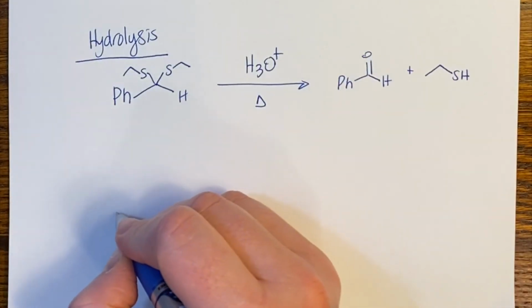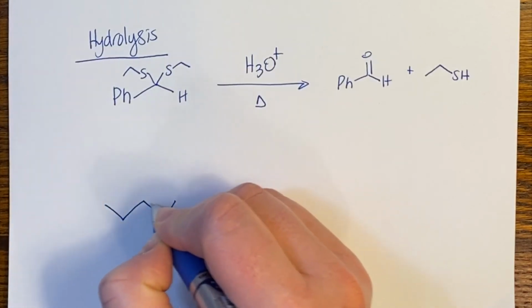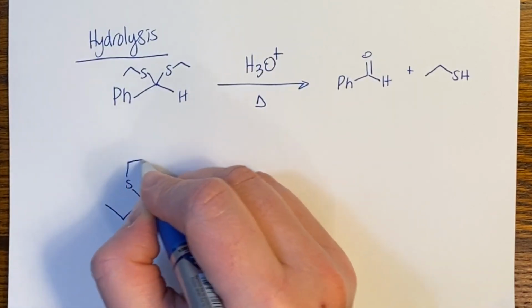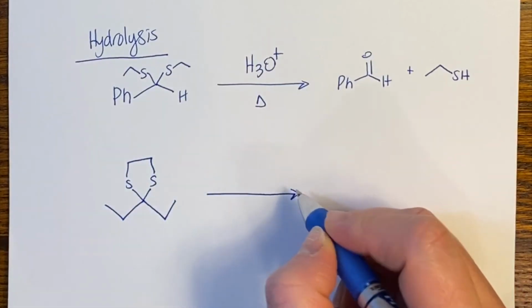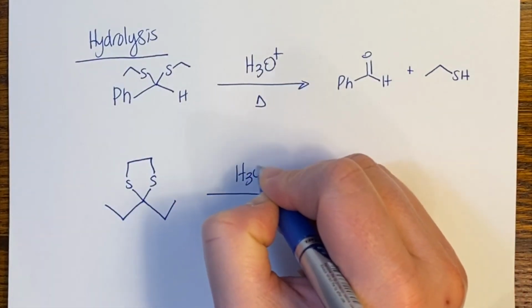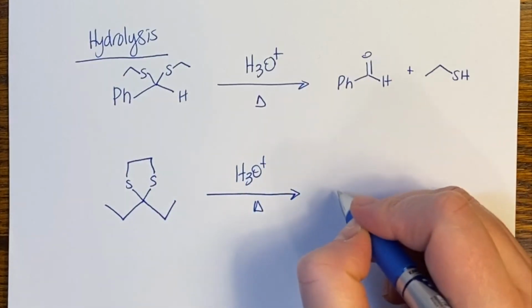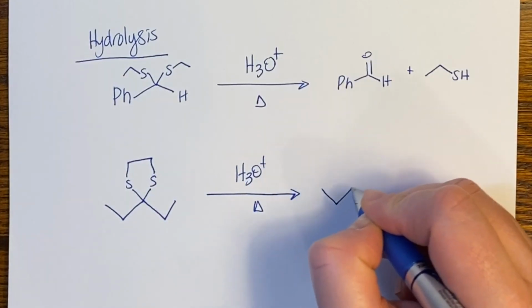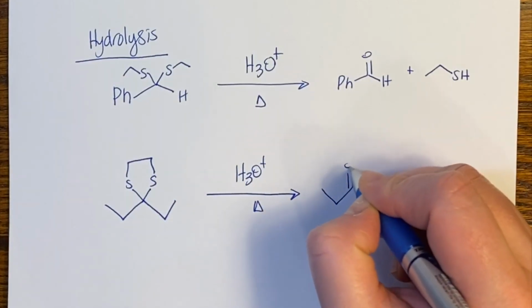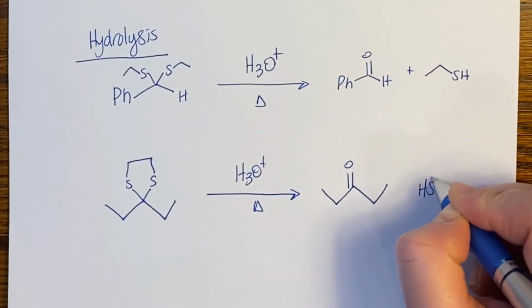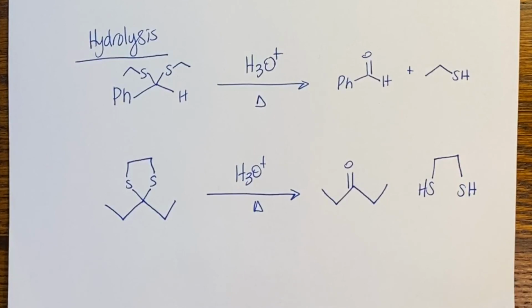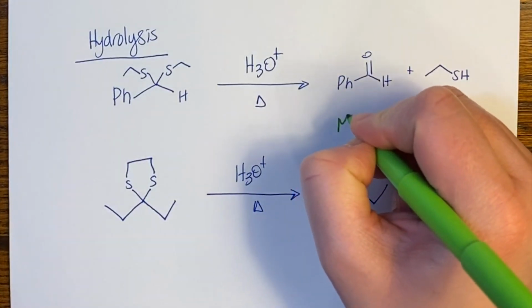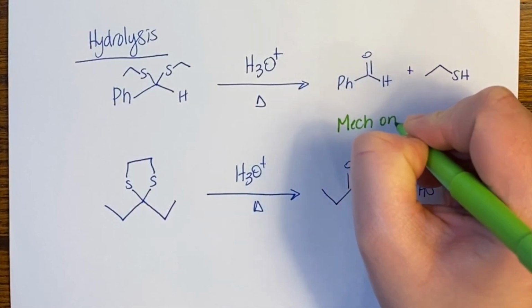For the thioketal, if I take that thioketal and I treat it with acid and heat, I'll get back my ketone and my thiol. And you should be able to work through both of these mechanisms on your own.